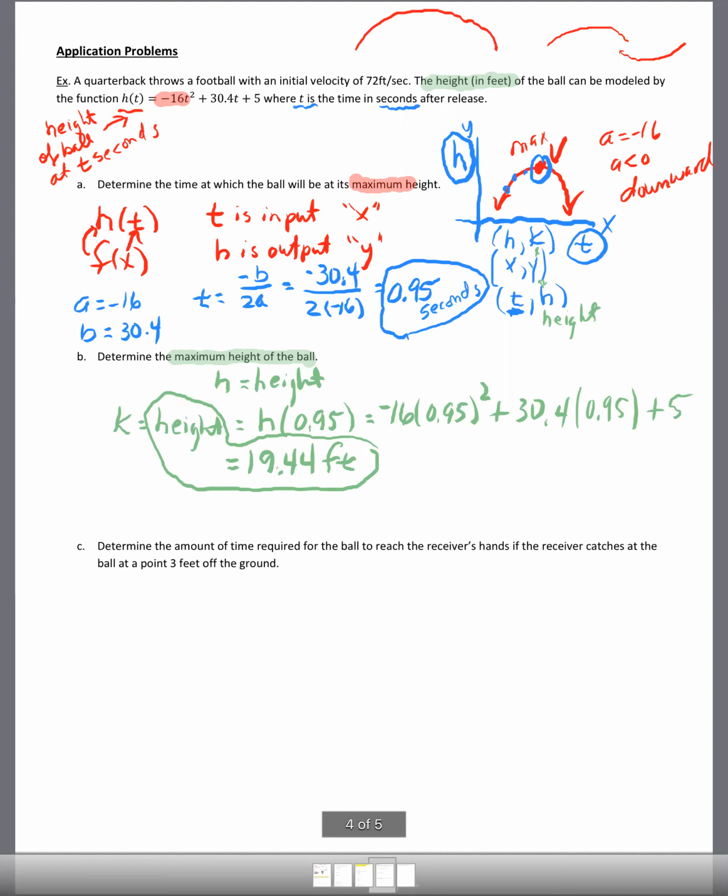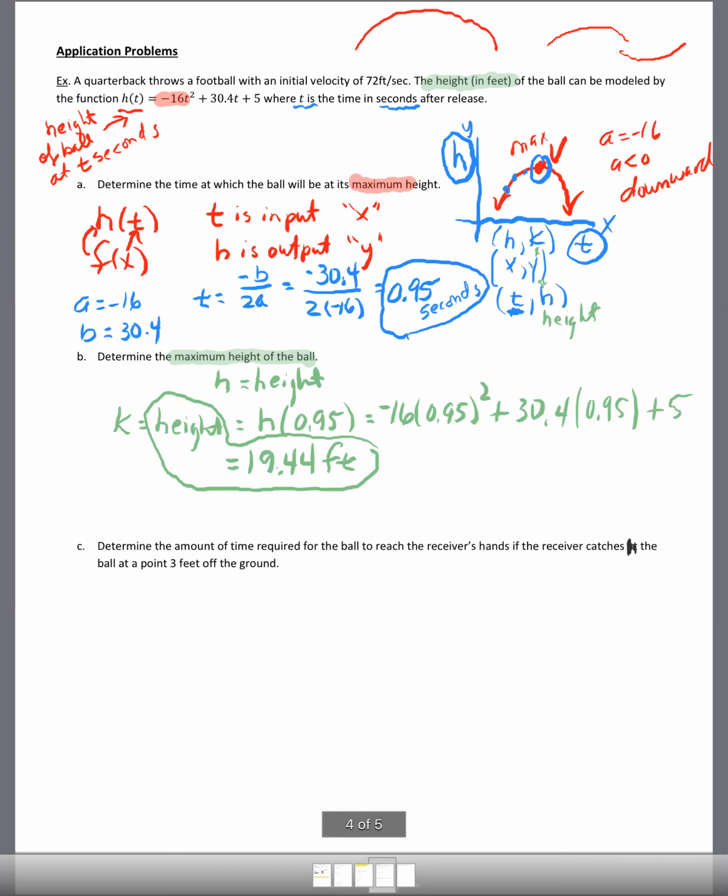In the last part of this problem, it says determine the amount of time required for the ball to reach the receiver's hand if the receiver catches the ball at a point 3 feet off the ground. I don't believe that this word "at" belongs right here. Let's see if that reads better. Determine the amount of time required for the ball to reach the receiver's hand if the receiver catches the ball at a point 3 feet above the ground.